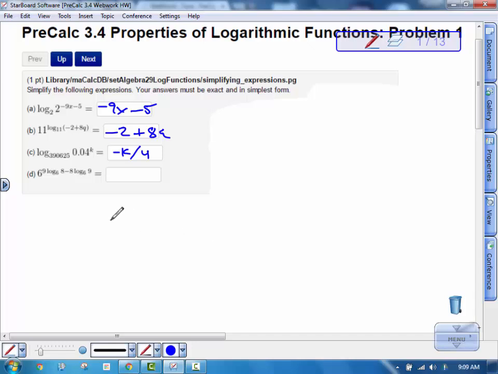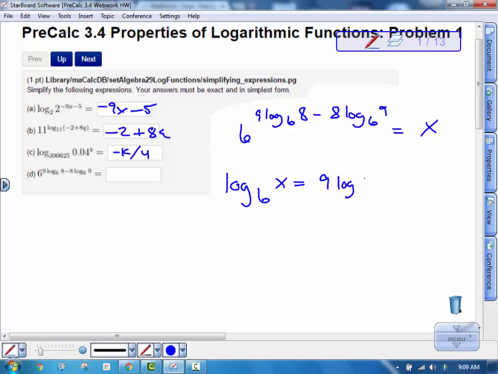All right, last one, same thing. Set 9 log base 6 of 8 minus 8 log base 6 of 9 equal to something like x. Okay, change it into log form, so it would be log base 6 of x has to equal the exponent, which is 9 log base 6 of 8 minus 8 log base 6 of 9.